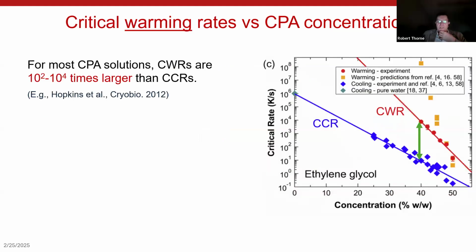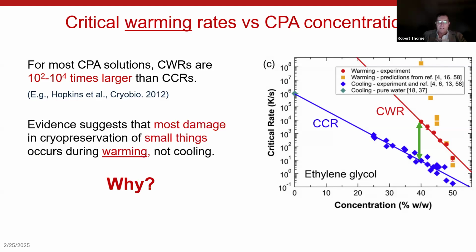So what about critical warming rates? They're generally much larger than critical cooling rates, anywhere from 1 to 4 orders of magnitude and perhaps more. We don't actually have a lot of great data measuring these because measuring that data is pretty hard. But they're much bigger. And that means that it's going to be way harder to avoid ice formation when you're warming something than it is when you're cooling it.